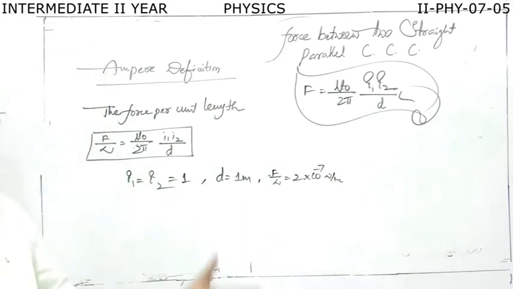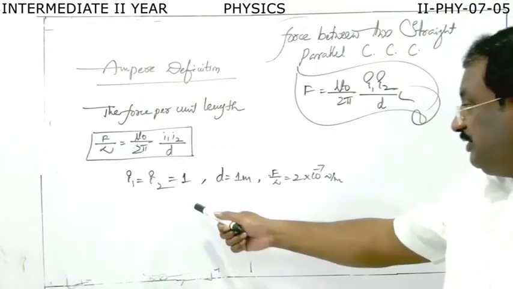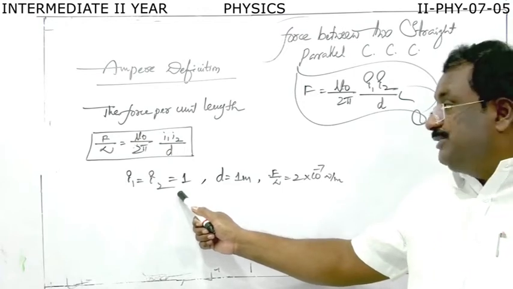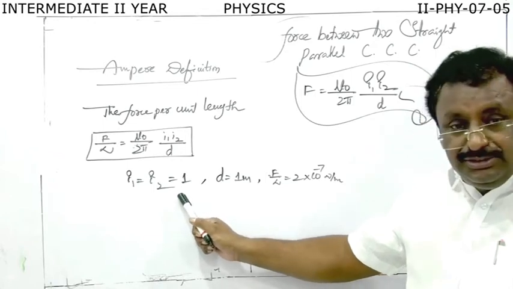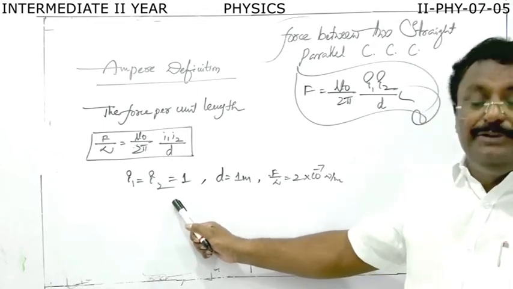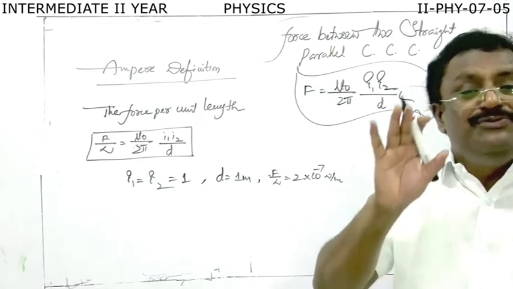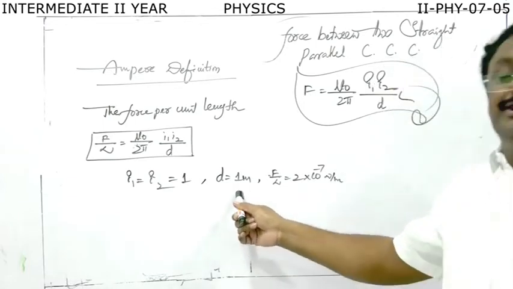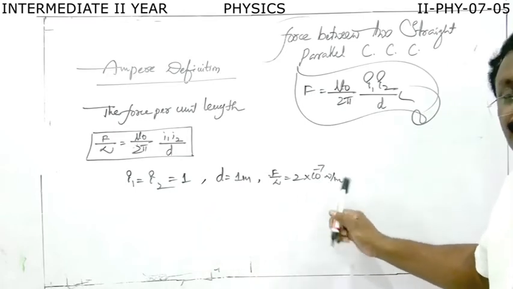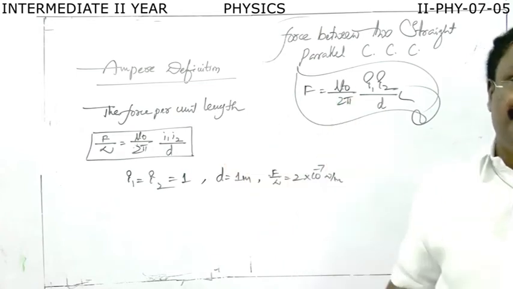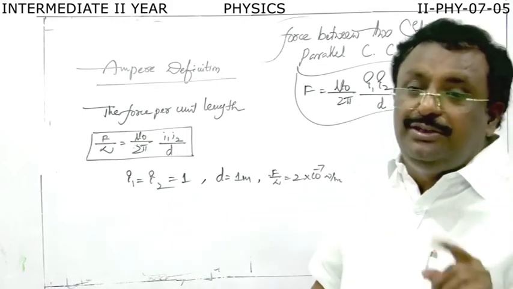Now by using these three values, we can define the ampere. According to this equation, when the same current is passing through parallel current carrying conductors placed in vacuum, separated by 1 meter distance, if a force of 2 into 10 to the power of minus 7 Newton per meter takes place for unit length, then the current in each conductor is said to be 1 ampere.